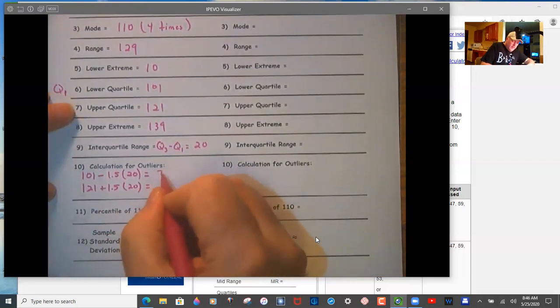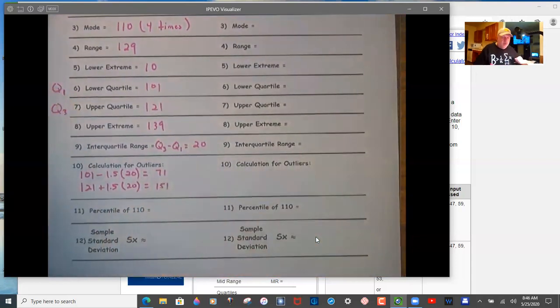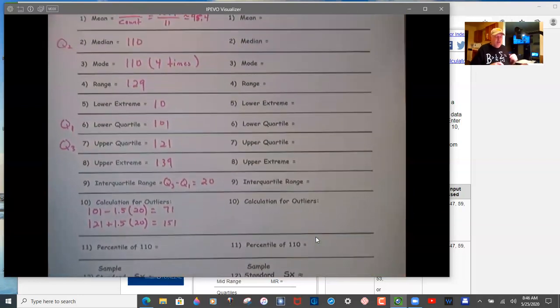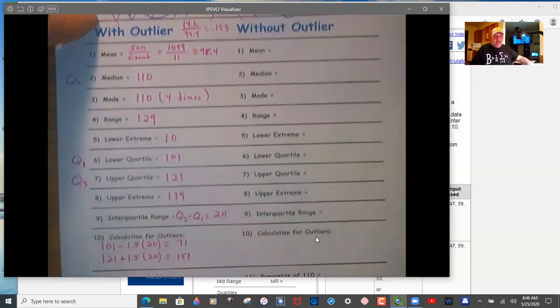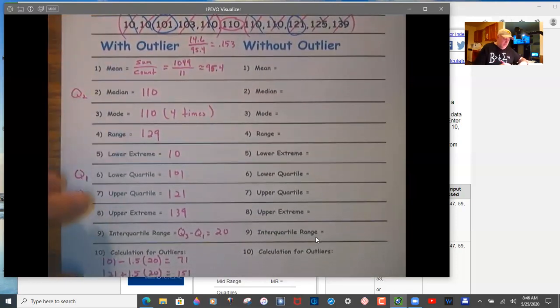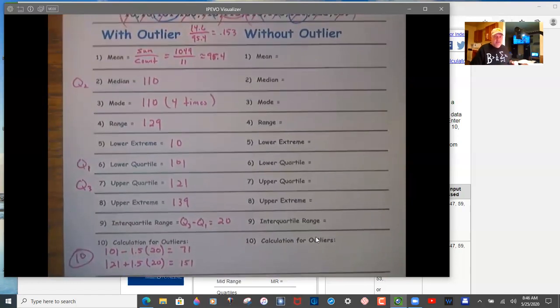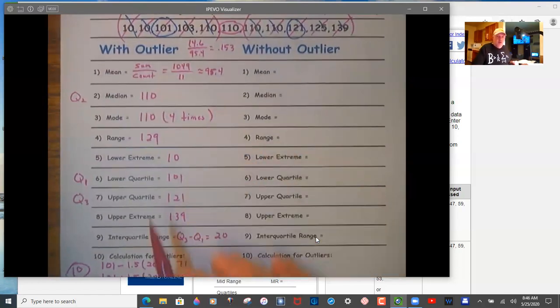And those will be the boundaries, or your outlier value. So anything less than 71 and more than 151, you have to apply it back to the set of data. So 10 is going to be an outlier. And that makes sense because the mean is artificially low.